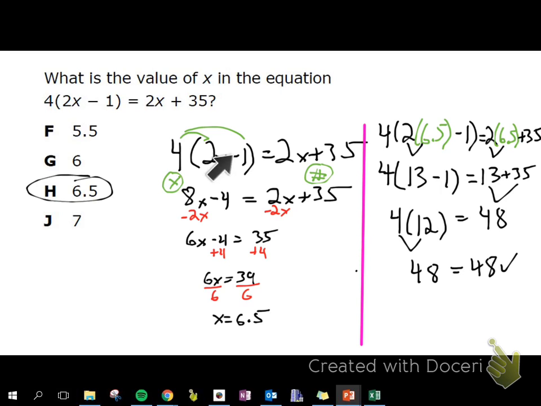So, you know, I solved the equation using inverse operations, got x equals 6.5, but then I can check it just by substituting it back into both sides of the equation and making sure that it results in a true statement.